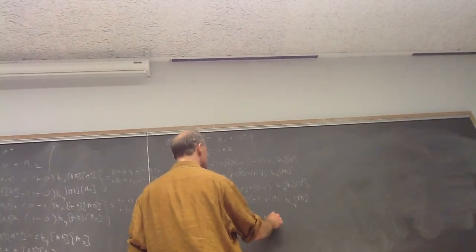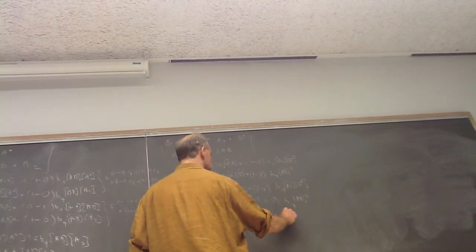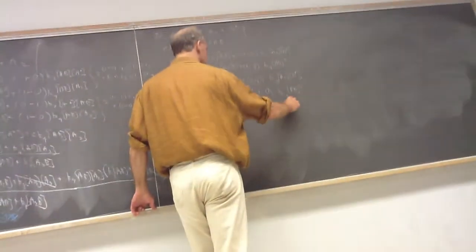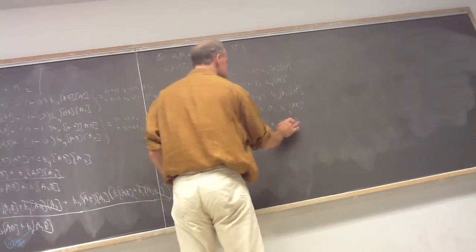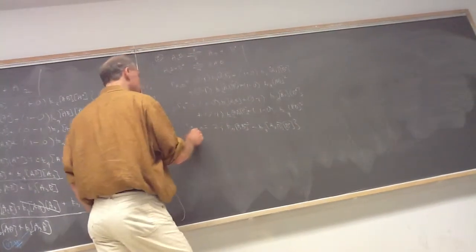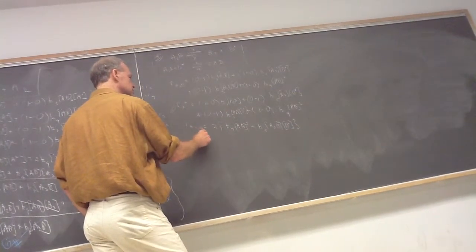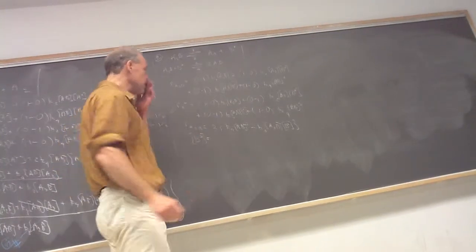Here I have a k3, k4, a2b, ab squared. This comes with a plus sign, this comes with a minus sign. They cancel. So this term cancels this term.